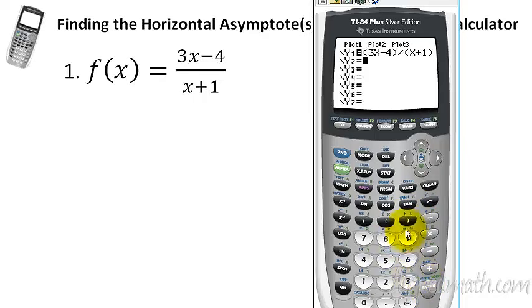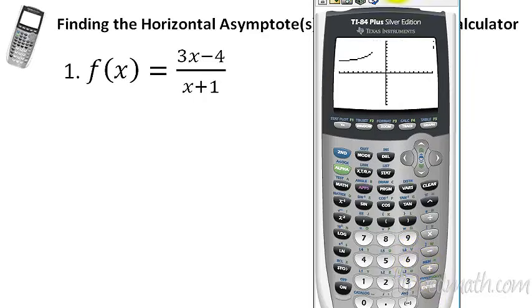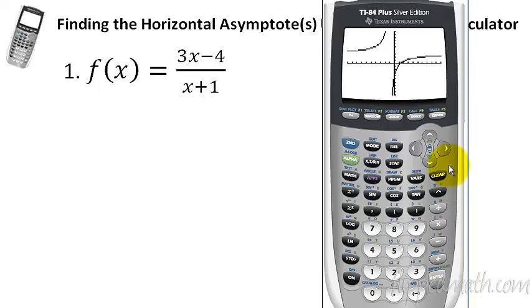So we're going to graph this thing. In fact, I'm going to jump straight to a standard window. Before I even hit graph, I'm going to hit zoom. Option number 6 here is a standard window, so I'll hit 6. And there we go, here's my graph. So what is the horizontal asymptote? Again, I'm not worrying about vertical asymptote in this part of the notes, just horizontal.